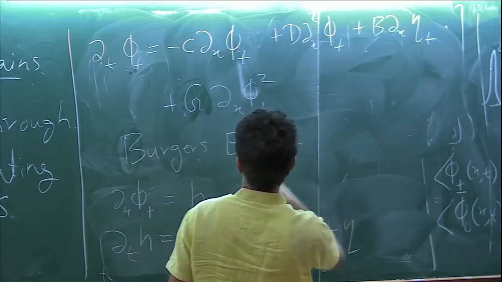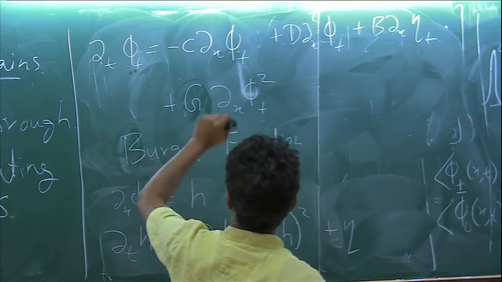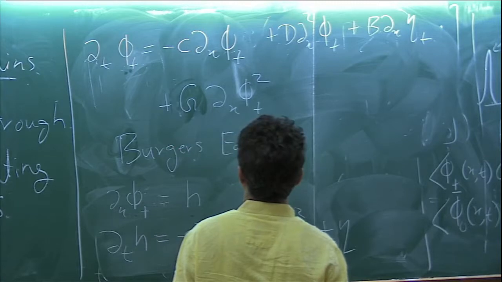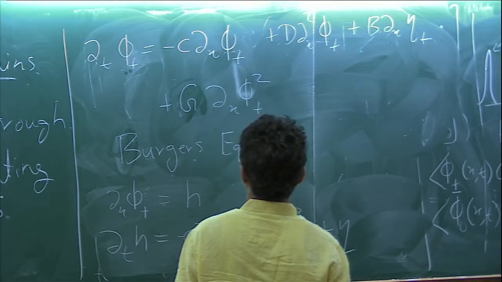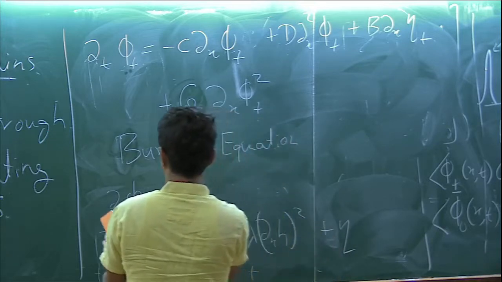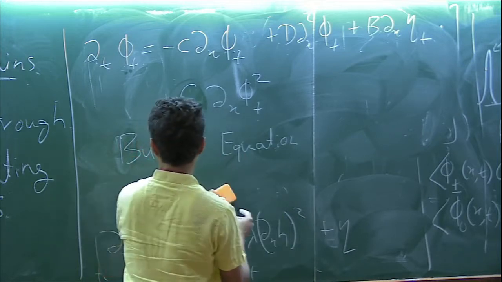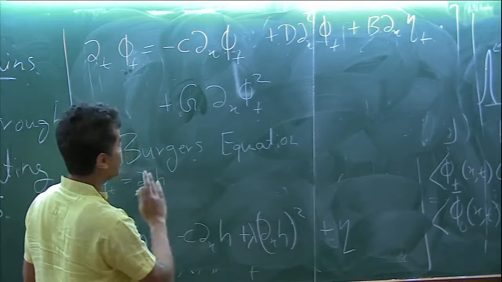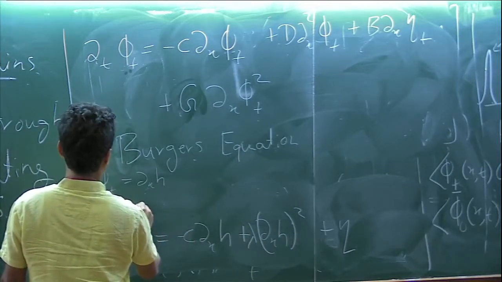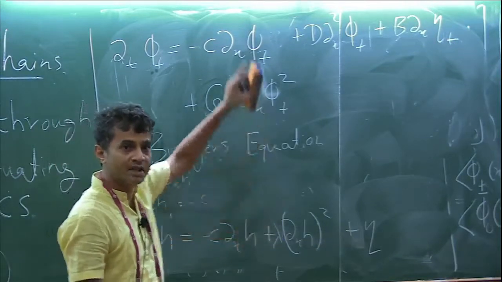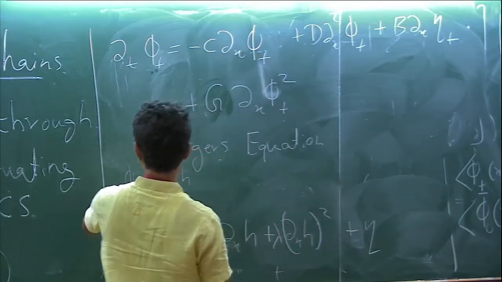The noise term doesn't do anything. Let me just do it. Supposing I just replace phi t is equal to del x h. Now if you put it here, you get del t del x h equals minus c, and everywhere you will get an extra del x. So del x goes out, you can forget del x, and you basically get this. So it's the same noise. Okay, so this is the correct transformation, phi t equals del x h.